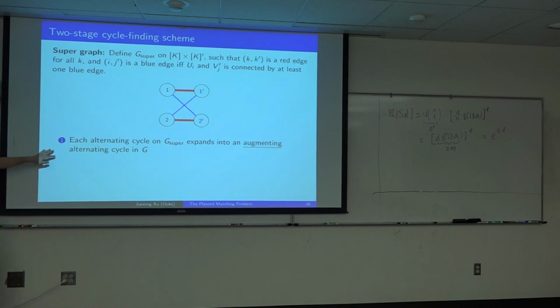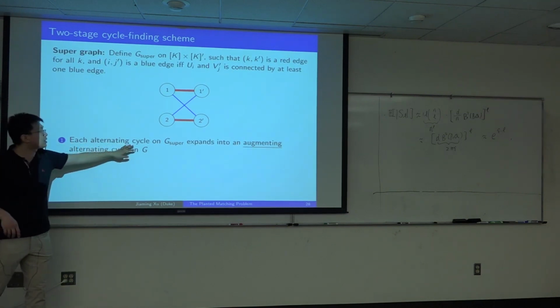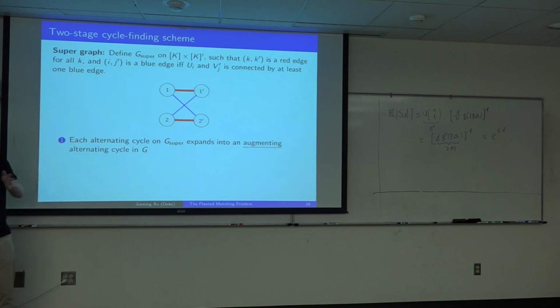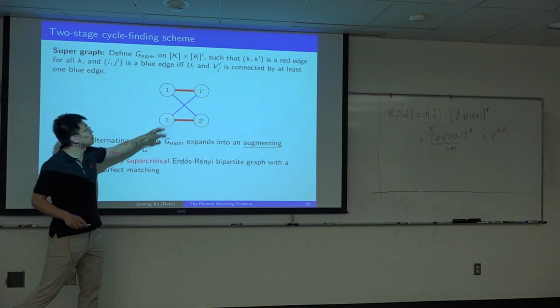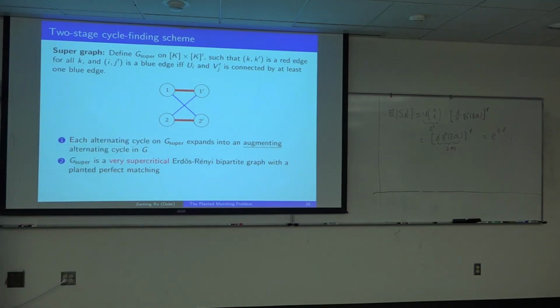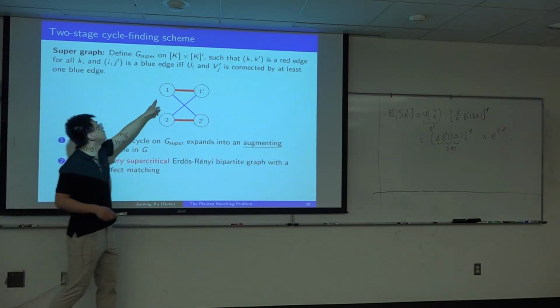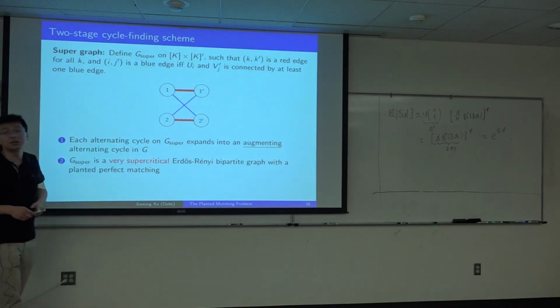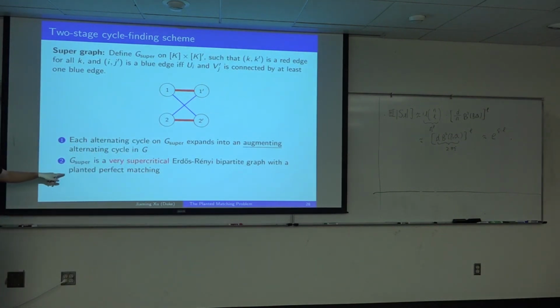Okay, so by doing this, if you can find an alternating cycle on this supergraph, then you can go back and expand it to an augmenting alternating cycle in the original graph, using the construction. The second very important thing is that we're going to ensure this supergraph is so-called supercritical, in the sense that the average degree of the nodes is much bigger than 1. Because of this, if it is supercritical, then we know that in this supergraph, you can find long alternating cycles.